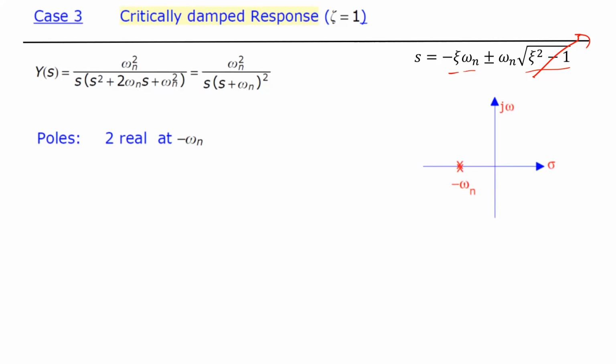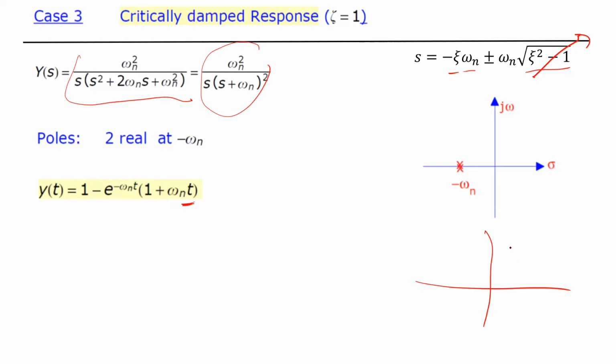Now the response, again, what's the response of the system? I have two repeated poles. So basically, the response will look like y of t equals 1 minus e to the power minus omega n t times 1 plus omega n t. This is because of the repeated pole. And the response will look like, if this is the one, this is the case. We call it the critically damped response.